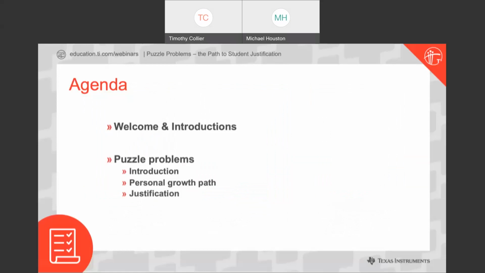At this point, we're going to hear from Tim about some of the agenda items for tonight. So our agenda is fairly simple. We're going to be talking about this concept of puzzle problems. We'll have a short introduction in a moment. We're going to talk about a project that Tracy and I have been working on for 3 years and walk you through our personal growth and the growth that we think most any teacher would go through to implement puzzle problems and justification, which is the last bit on our agenda.